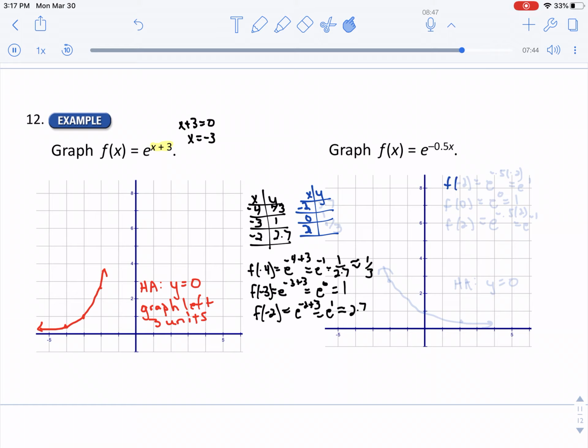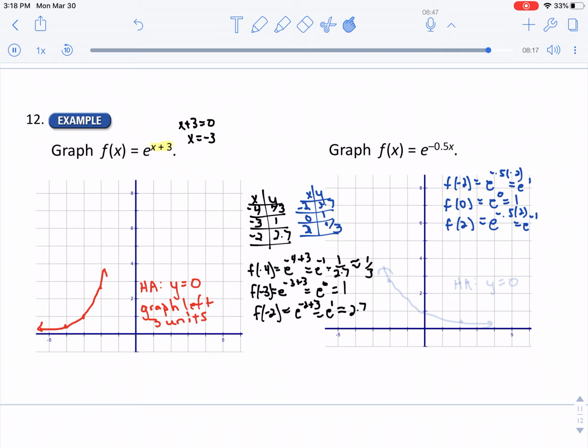f of negative 2, I get e to the negative 0.5 times negative 2, which ends up giving me e to the first power, which is 2.7. And when I do f of 0, I get e to the 0 power, which is 1. And when I do f of 2, I get e to the negative 0.5 times 2 power, which is e to the negative 1 power, which again is that 1/3. So I'm ready to go graph this.